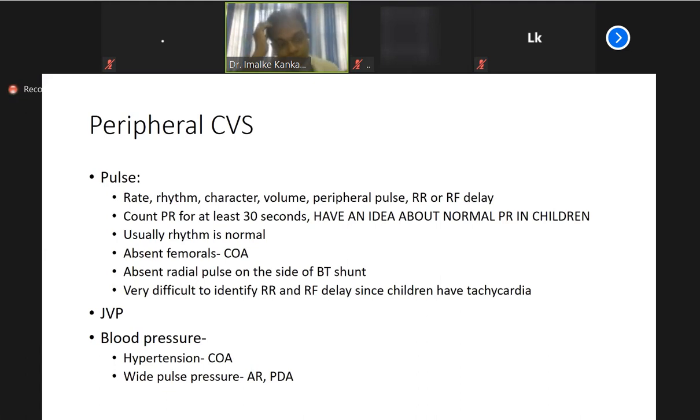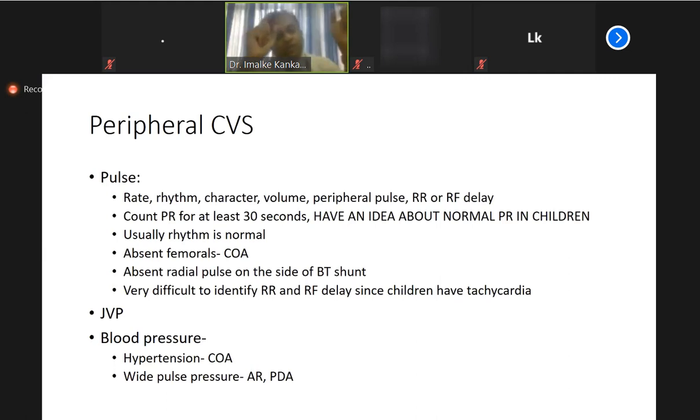So it's important to look for femorals, but you might not appreciate femorals in a bigger child, sometimes because of the fat mass and all. But if you can palpate dorsalis pedis and posterior tibial, that means femorals have to be there, whether you feel it or not. Even if you do not feel femorals, if you feel dorsalis pedis or posterior tibial, just say all the peripheral pulses are present.